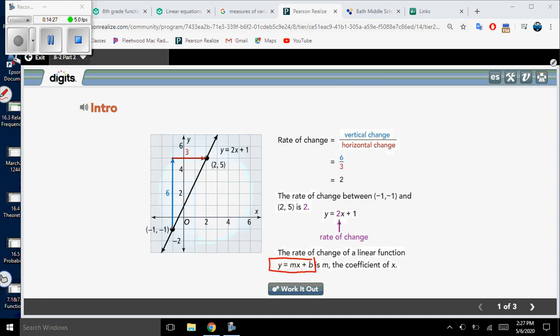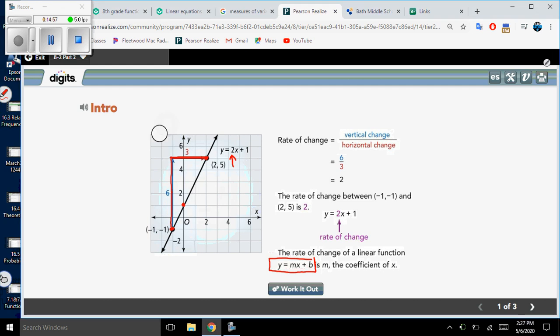And so in this particular situation, they're identifying with this point and this point, and they said that if we go up 1, 2, 3, 4, 5, 6, and then over 1, 2, 3, then our slope is 2, and then it goes through, and again, this is helpful because it's easy, but it goes through the y-intercept at positive 1.